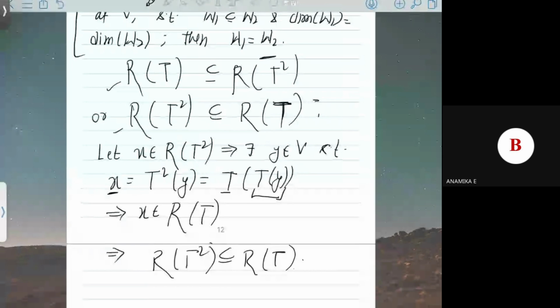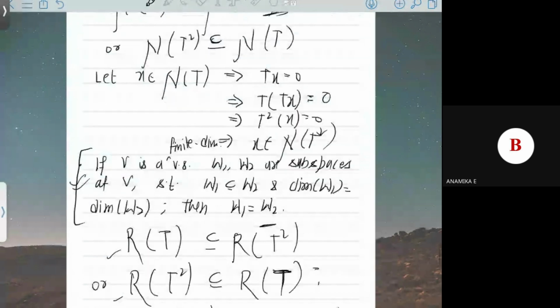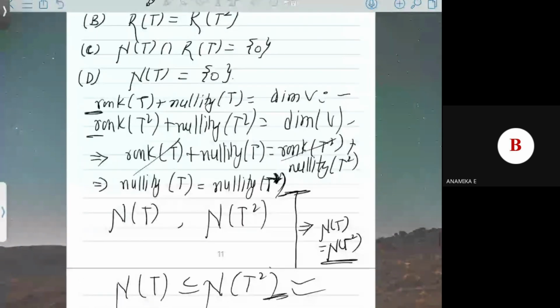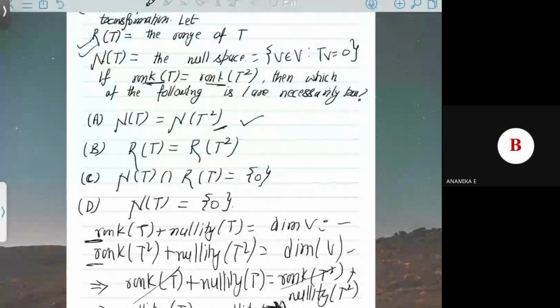So due to this thing and this fact, and since we are given that rank of T is equal to rank of T square, what can we say about this thing? What can we say about B? Is it true or false? It's true. Okay, fine. True. Now, part C.